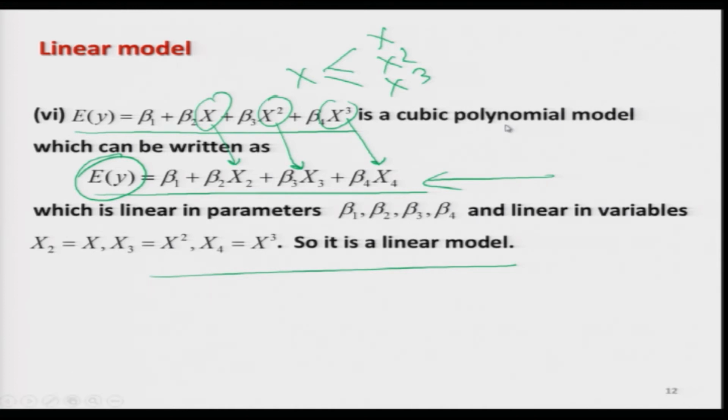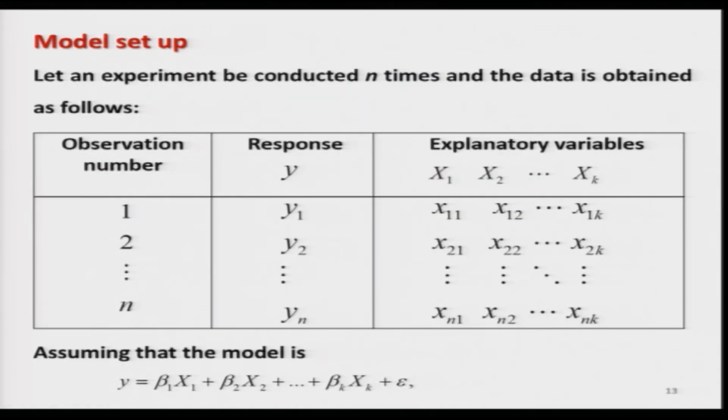So, now you have learned how to formally decide whether a model is linear or non-linear. Next, we try to understand the basic setup: how you are going to obtain the response and how the observations are going to be indicated in the model. Suppose you conduct the experiment and obtain a small n number of observations, denoted by 1 up to n, and you are considering k independent variables, k explanatory variables. So, these are my x1, x2, xk.